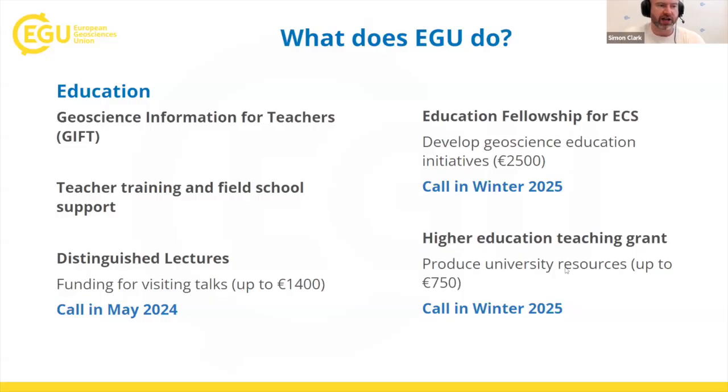We also offer a higher education teaching grant, which is where you produce university resources. So if you're a lecturer, for example, and want to produce resources for your university or institution, then pay attention to our newsletter, usually in winter. We can fund you up to 750 euros to produce a learning resource, which can help you in your education and your teaching. However, this also is put on our website, so other university educators can have access to these resources. So it's both for yourself and for the education community at EGU.